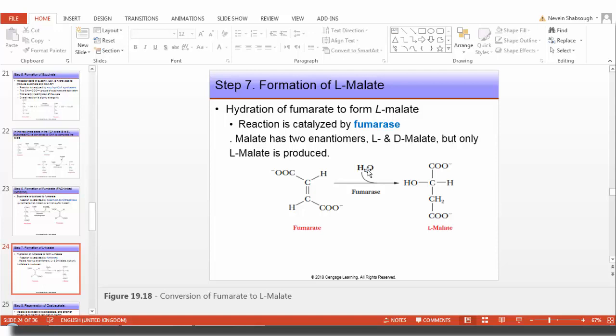Now, step number 7, formation of L-malate, is catalyzed by an enzyme called fumarase. This is a hydration reaction, addition of water across this double bond to give us L-malate. Malate has 2 enantiomers, L and D malate, but only L-malate is produced in this reaction.